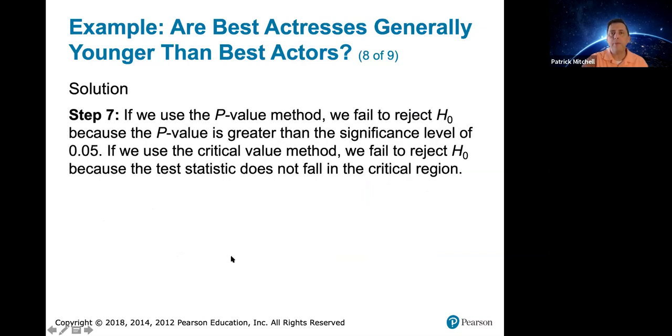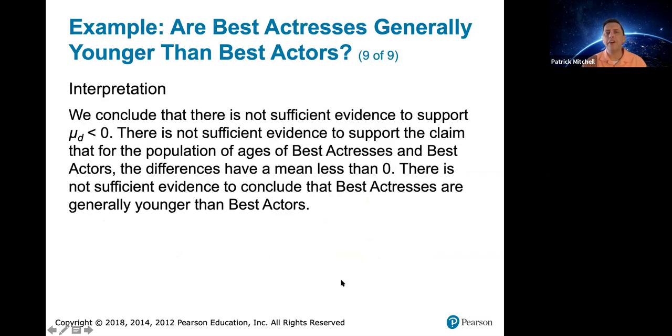So that means that there is not sufficient evidence to support the claim that the mean difference in ages is less than 0. In other words, there is not sufficient evidence to conclude that best actresses are generally younger than best actors.